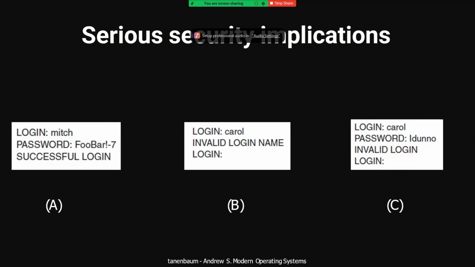So now we are going to talk about the serious security implications, which is an example taken from the book. In the figure, A is a successful login. Figure B shows a failed attempt by the cracker into the system. Figure C shows a failed attempt by the cracker to log in to system B. In figure B, the system completes as soon as it sees an invalid login name.